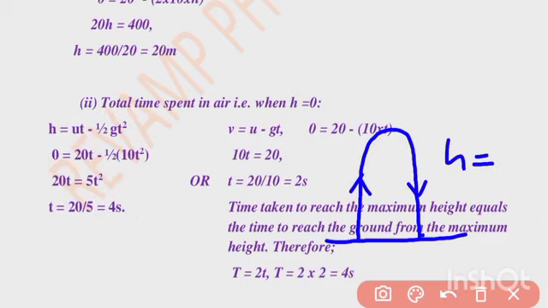There's another way to do this. We can approach this using another method. We can as well calculate the time taken for the object to get to the maximum height here.